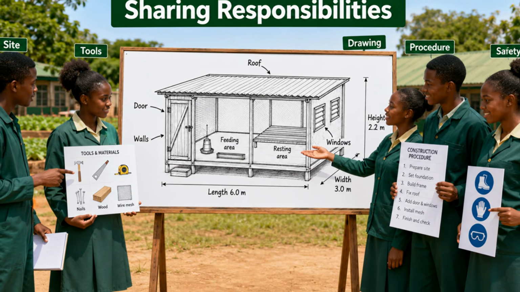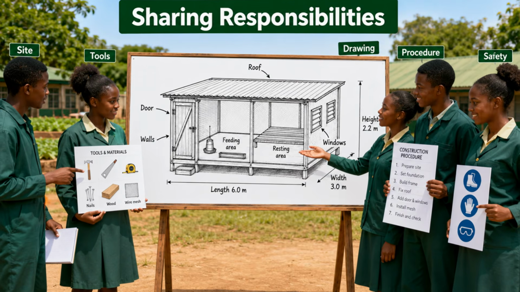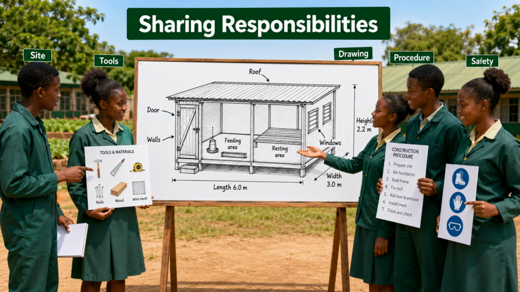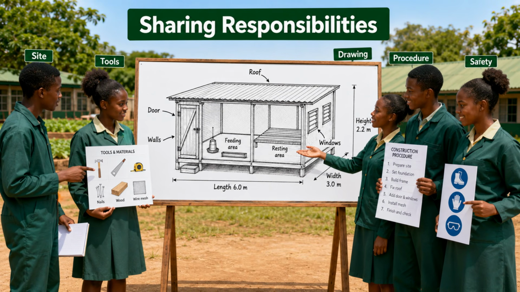When sharing responsibilities, one learner may explain the site and the measurements. Another learner can talk about the tools and materials. Another learner can explain the procedure of the construction. Another learner can explain about the safety measures that you have planned to use. And another learner can just show the whole drawing and explain it. Now, at the end of the day, every learner is supposed to speak and demonstrate something. Do not allow only one learner to make the whole presentation, because a presentation is going to show that you are working together as a group if each one of you is going to take part.